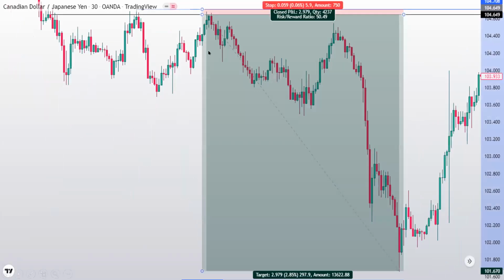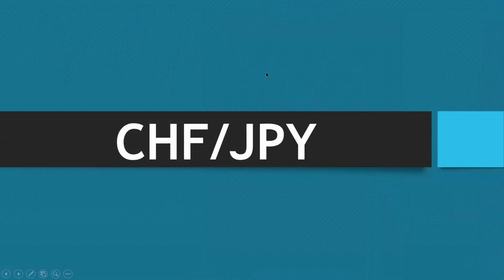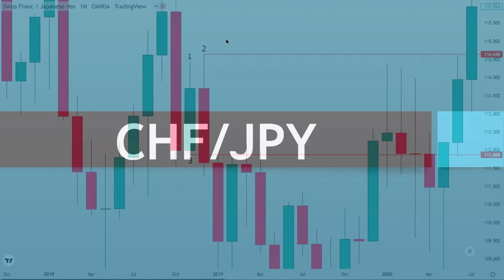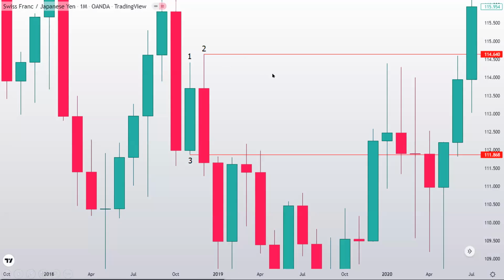So now this entry gave us that 297 pips. Another example, here on CHF-JPY, it was on monthly time frame.